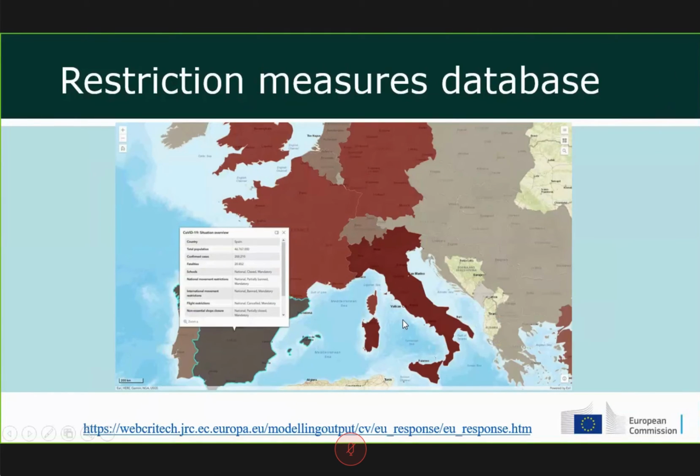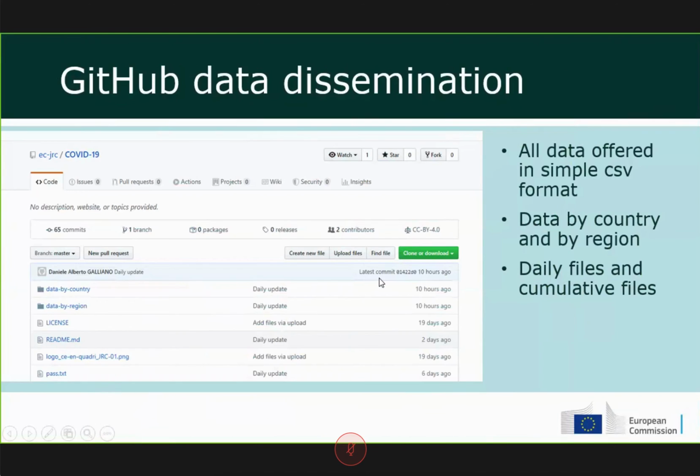Okay, this is the restriction measure database that I showed you. And then we also have a GitHub in order to offer the data, so you can access the data in a simple text form, country by country or region by region, for every single day, or cumulative for the whole period. So you can take all the data of our database in the simplest way.